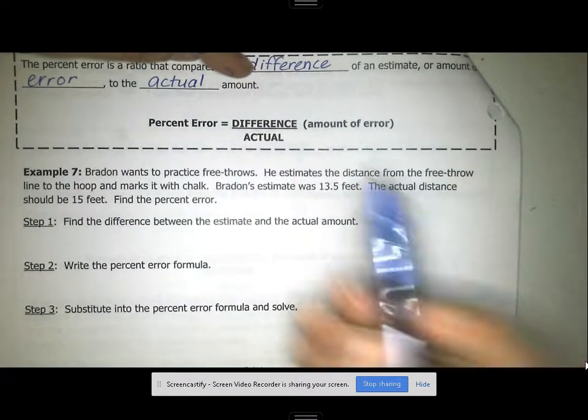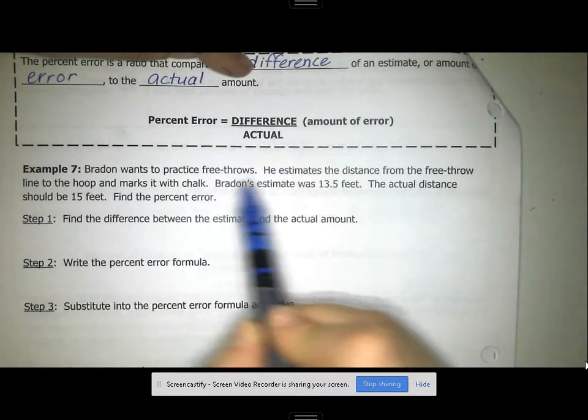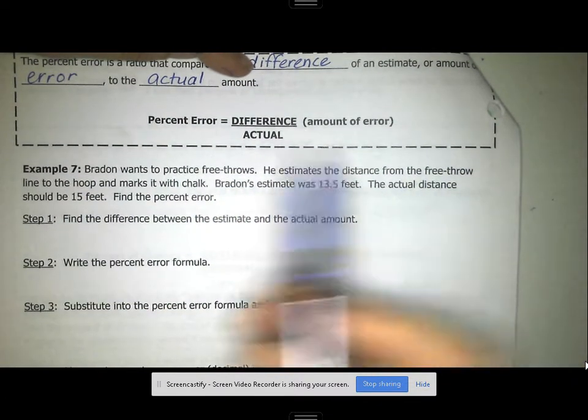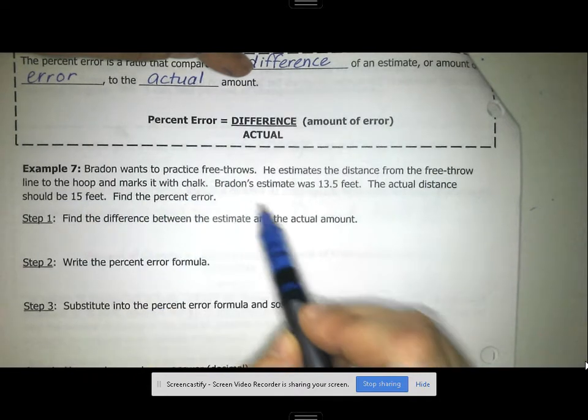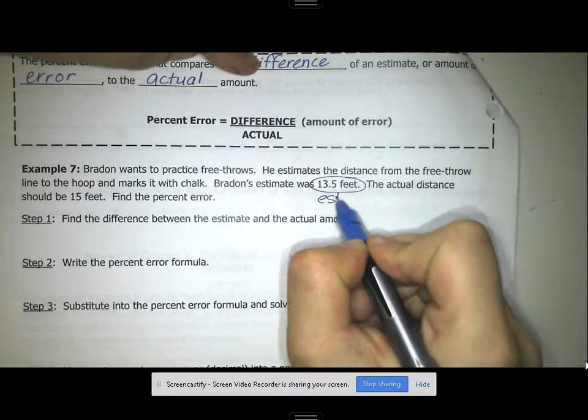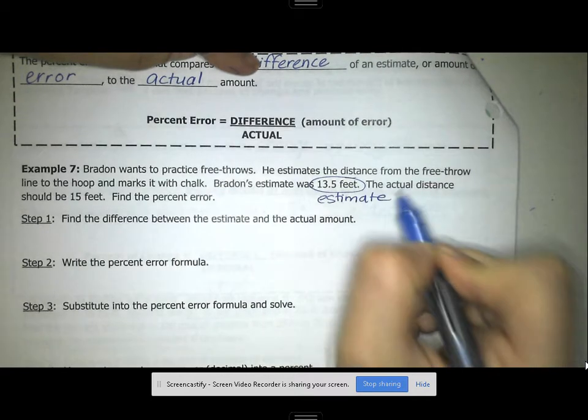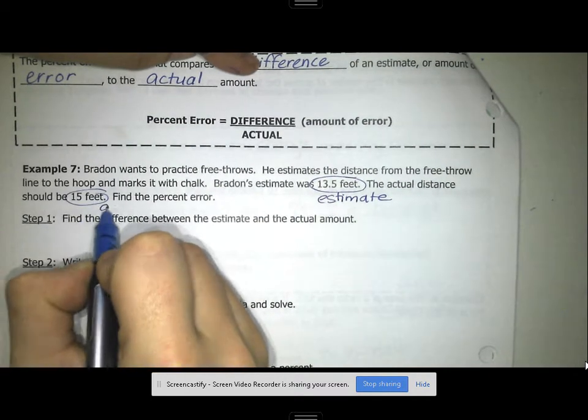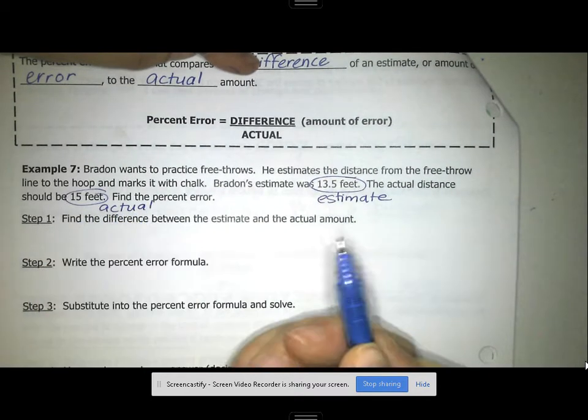So for example, Braden wants to practice free throws. He estimates the distance from the free throw line to the hoop and marks it with chalk. Braden's estimate was 13.5 feet. So here's your estimate. The actual distance should be 15 feet. So here's your actual. Find your percent error.